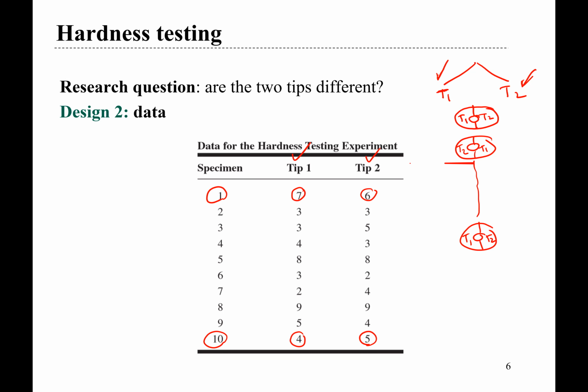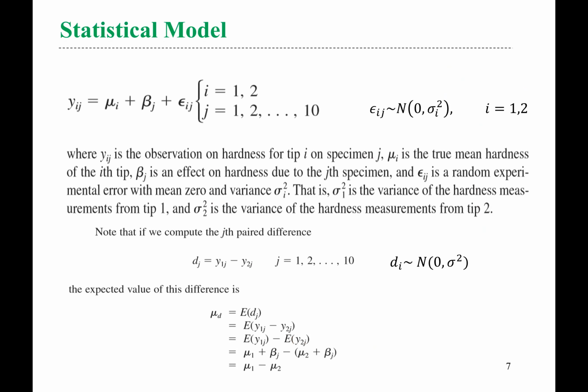So I shouldn't work with these as two independent samples. I work with the difference. You calculate the difference. 7 minus 6, 1, 3 minus 3, 0, 3 minus 5, minus 2. So the last one, 4 minus 5, minus 1. And work with this group of data. Do not work with the tip 1 group data or the tip 2 group of data. Work with the difference between the two tips to test they are equal or they are different.